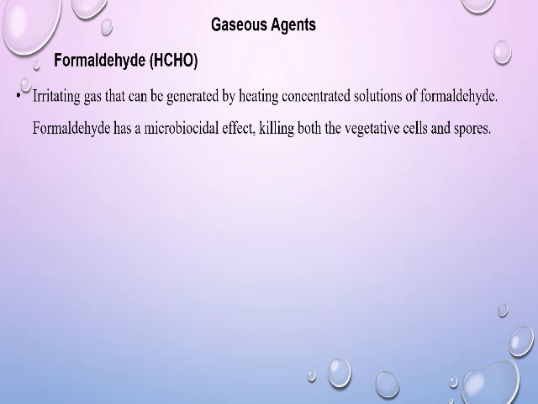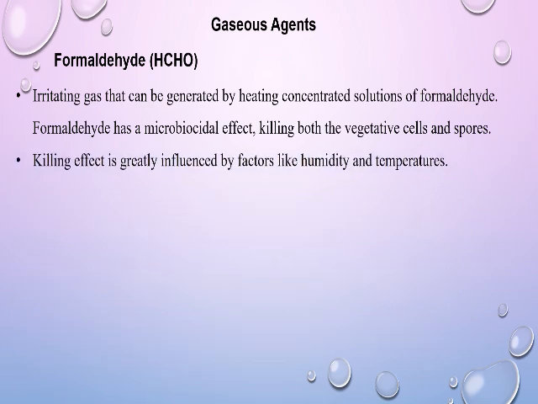Formaldehyde has a microbicidal effect, killing both the vegetative cells and spores. But its killing effect is greatly influenced by factors like humidity and temperatures. For best results, the temperature should be around 22 degrees and humidity at 70%.